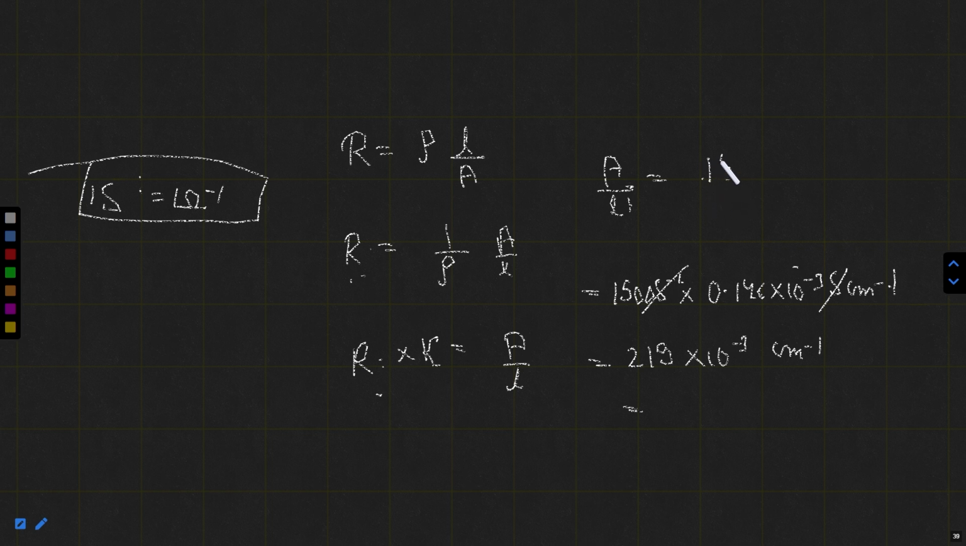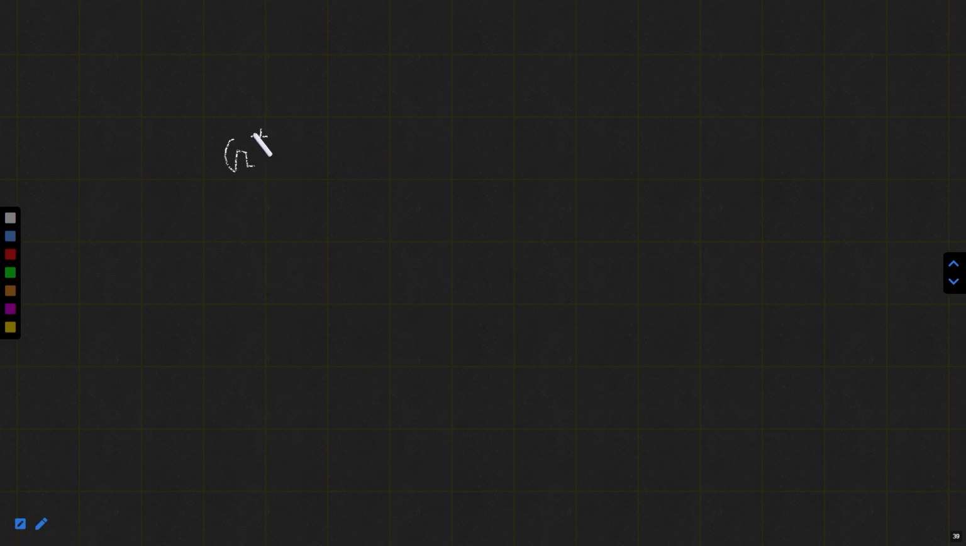This kappa into rho is the A by L value, so I would say 0.219. But what do we need? We need L by A, which will be nothing but the inverse of this. That is, if I write the G star, it will be 1 of 0.219. That would give you 4.556 centimeter inverse. Centimeter inverse only. Is it clear?